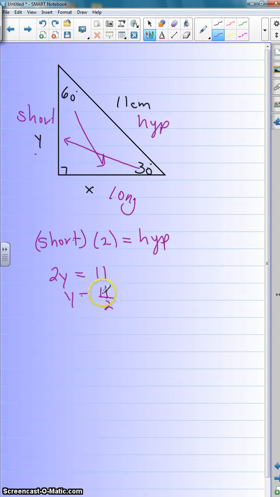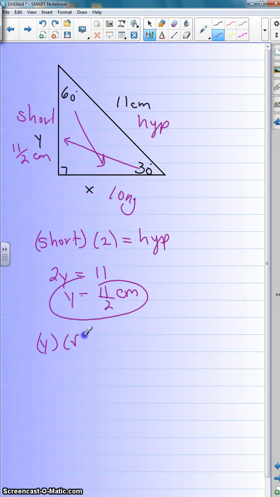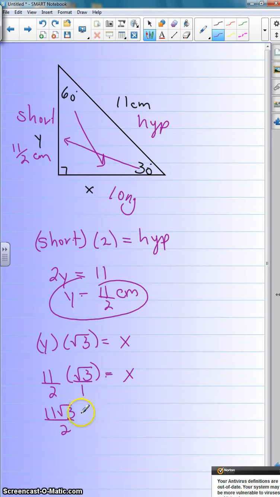I'm going to leave this because I don't want to mix a decimal with my radical when I work with the square root of 3. So 11 over 2 is my y. Now I want to get to the long, so I'm going to take my short, which is y, times the square root of 3, and I will have my long, which is x. So 11 over 2 is y, times the square root of 3 will equal x. So 11 square root of 3 all over 2, because remember the square root of 3 is really over 1. So 11 square root of 3 over 2 is equal to x, and this is in centimeters.